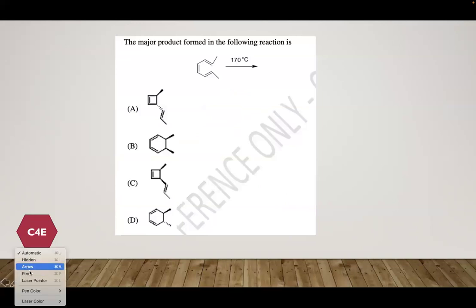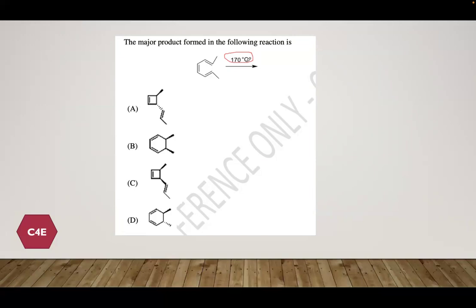So I will discuss one question over here on pericyclic reaction now. The major product formed in the following reaction is, so you know this is like 2,4,6-octatriene, and this is a thermally favorable reaction. There are two ways in which we work on this: there is thermal and there are also photo reactions. So this is 170 degrees. So this is a thermal reaction, an electrocyclic reaction.